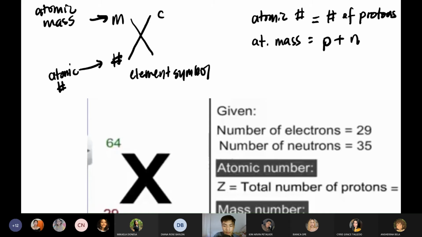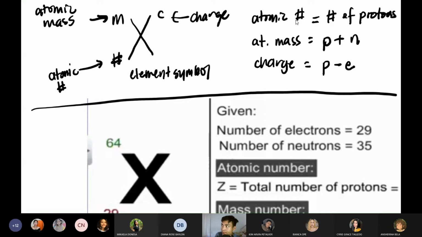And then, the number at the top right is the charge. How do we solve for the charge of an atom? That is proton minus electron. So when there are more protons, it will be positively charged. When there are more electrons, it will be negatively charged. However, if they are equal, then your atom is neutral, or it doesn't have any charge. I want you to remember this now. Memorize this.